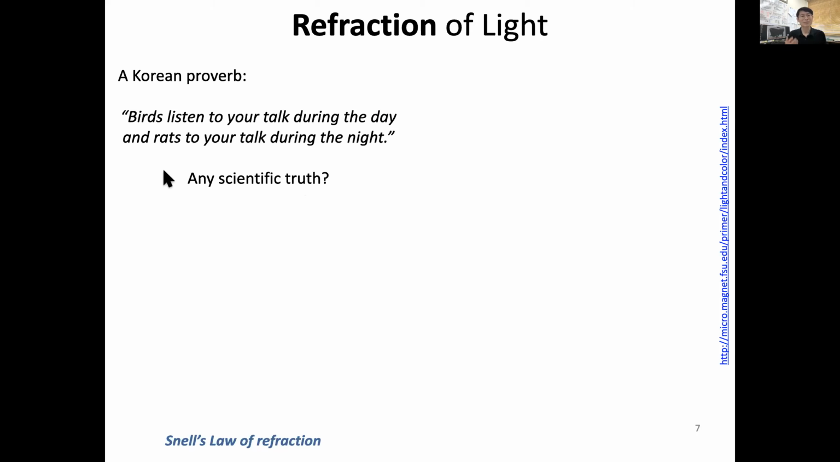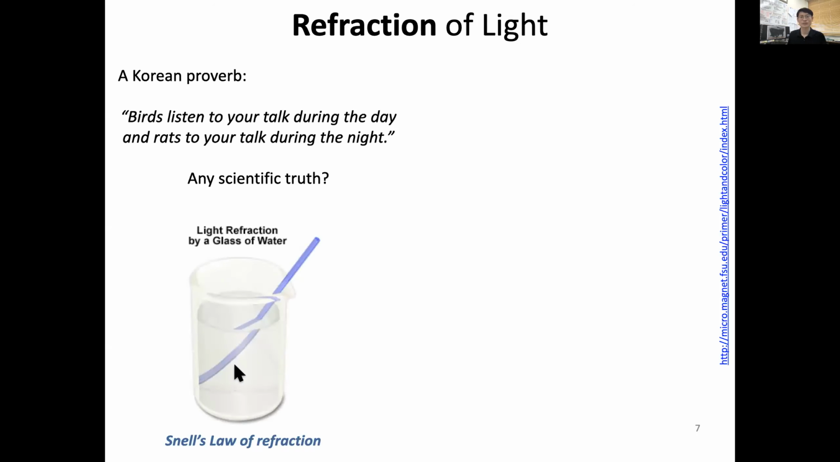So in Korean, 낮말은 새가 듣고 밤말은 쥐가 듣는다. Have you ever heard about this before? In English, birds listen to your talk during the daytime, and rats listen to your talk during the night. And I was actually curious about whether this has truth from a scientific ground. So to understand that, we have to first understand the refraction of a wave, or in this case, light.